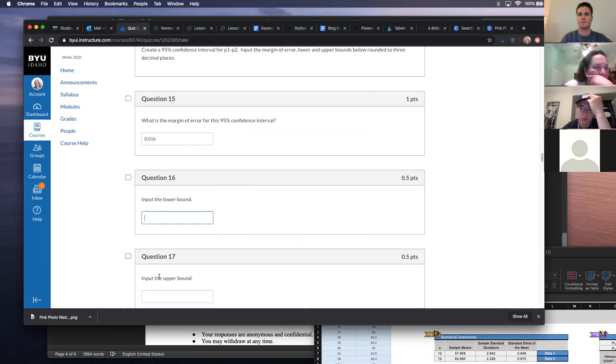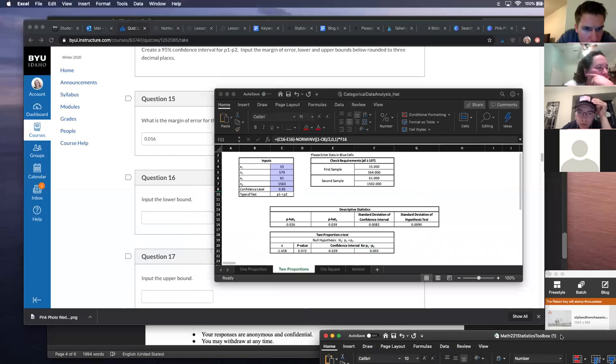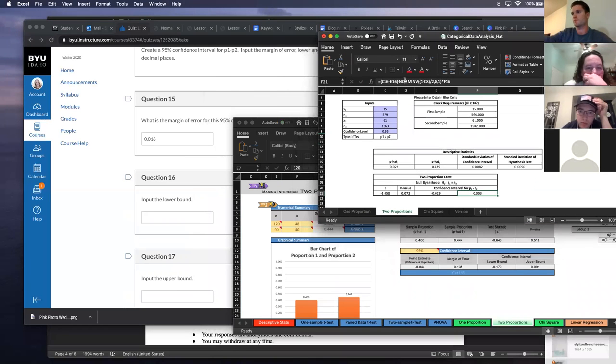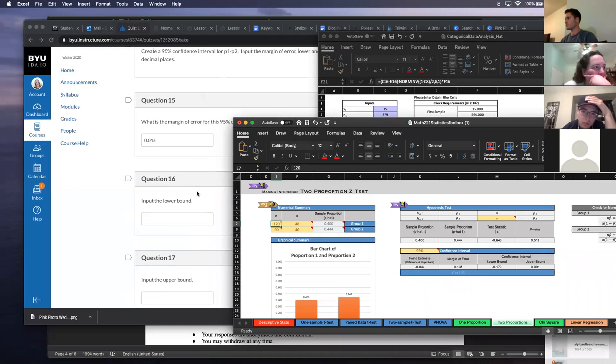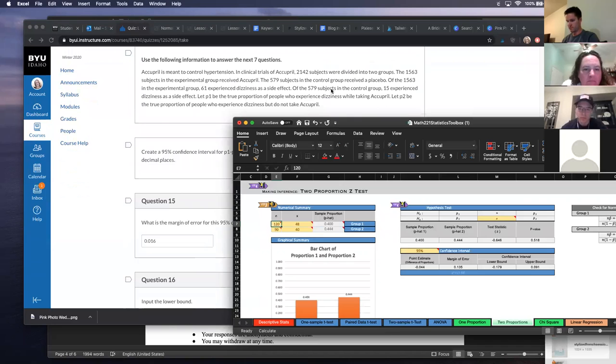Wait, that's... What's your confidence interval? 0.95. Can you move your Excel sheet up? Whoa. I have it on a different one. Yeah, I should have it on a different one. Oh, I can put it on this one. That's easier. Let's see, two proportions. So my N is, let's get rid of that right now. Okay, so my N is 579. Yeah, and then your X is 61. And then your N2 is 57.